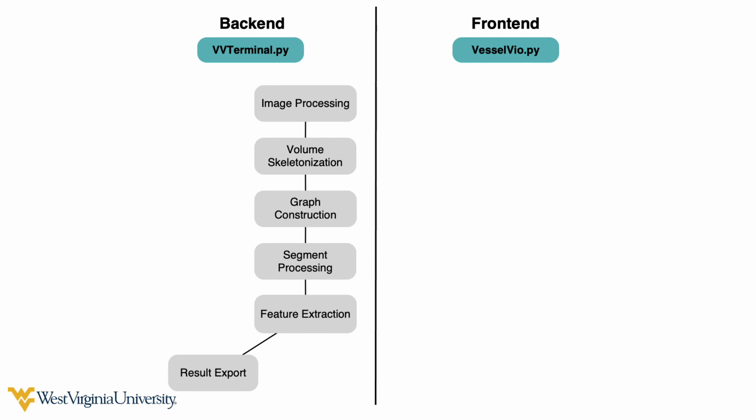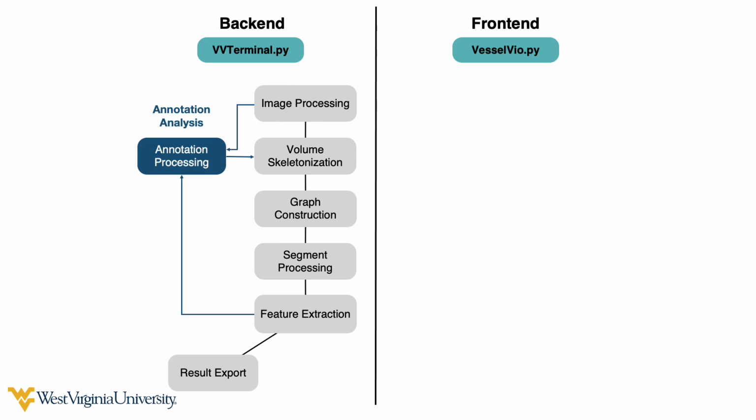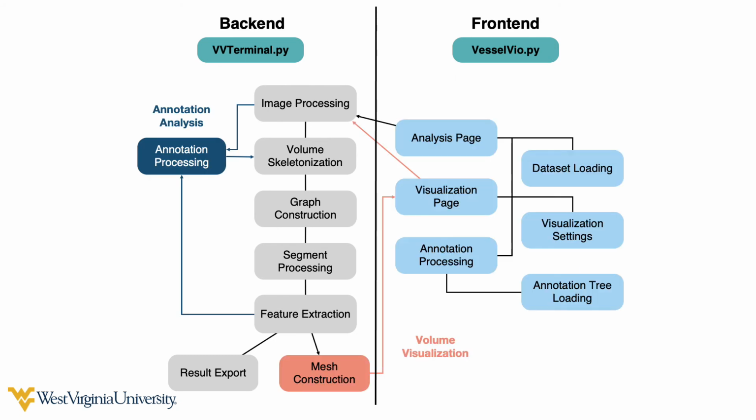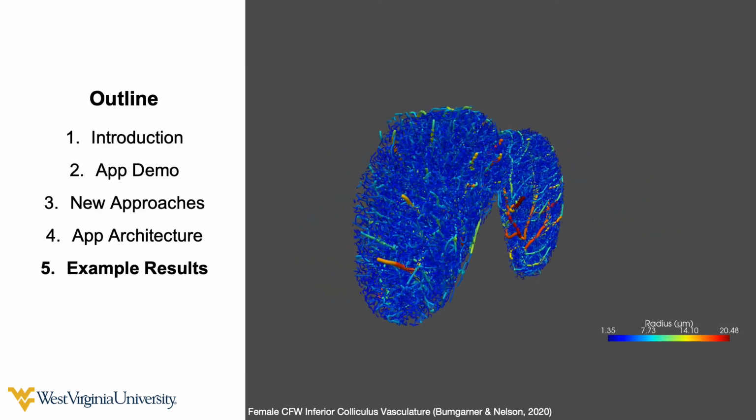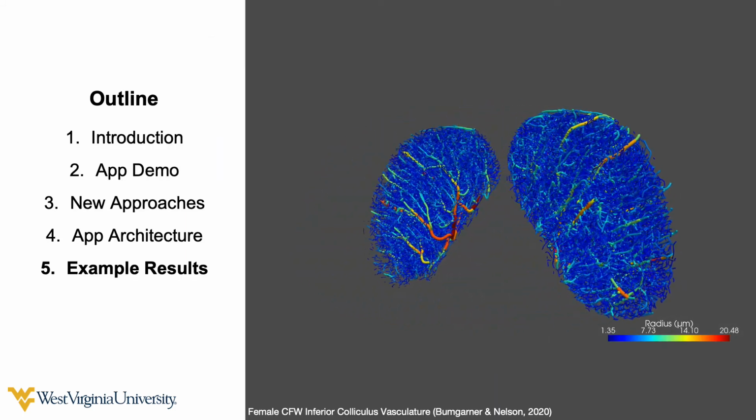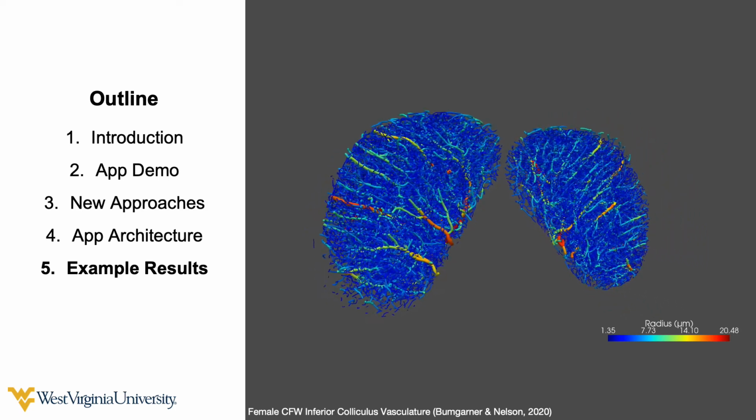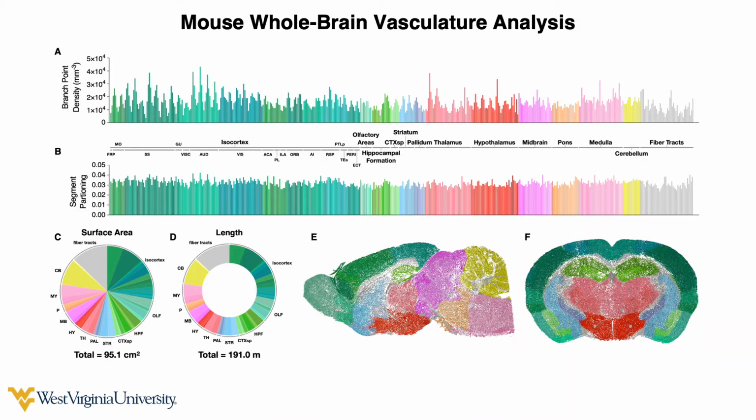Finally, although I won't spend too much time on the functional architecture, I wanted to highlight the general workflow of the app. Importantly, the backend and front-end pipelines are strictly separated to facilitate future modifications. Lastly, because the app would be frankly useless without the results it produces, I wanted to share some example analyses that I've conducted. First, as featured in our publication, the app can be used to analyze whole brain datasets.